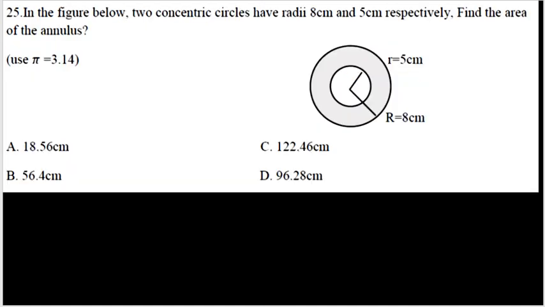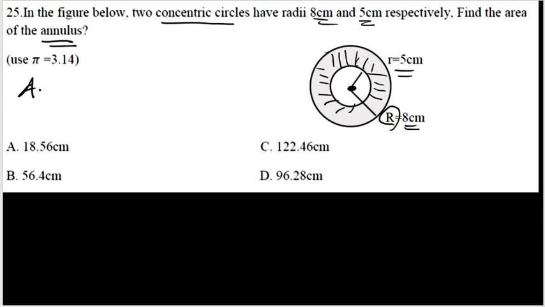The next question. In the figure below, two concentric circles. There are two circles having the same center. They have radii 8 cm and 5 cm. The outer circle radius is capital R, which is given 8 cm, and the inner circle, obviously it will be smaller, the radius, that is 5 cm given. Find the area of the annulus. The annulus means the area of the region bounded between the two circles. The outer circle and the inner circle, they bound a region between them, this region.